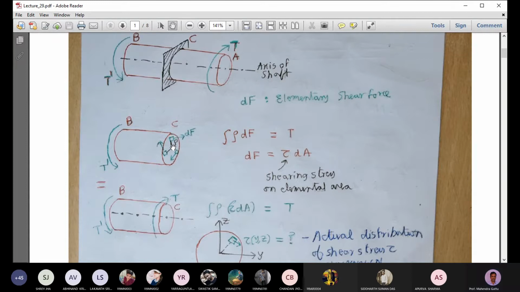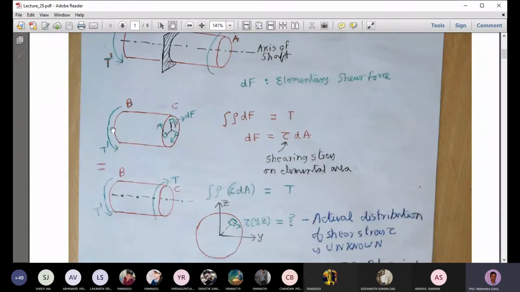If you apply torsional equilibrium, the twisting moment T prime will be balanced by these small elemental forces, which will produce a torque about the center. The torque we can calculate as rho dF, where dF is the force and rho is the moment arm, and we integrate it over the entire area. If you sum up the torque produced by all the elemental forces, that will balance this T prime. So the integral of rho dF is T, the torque at the end.